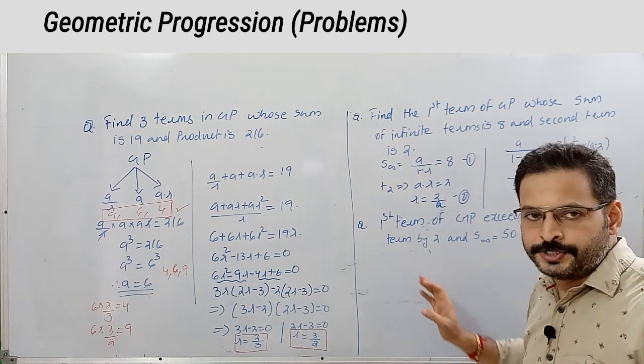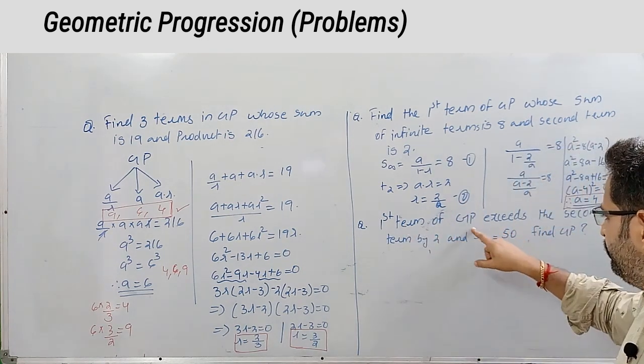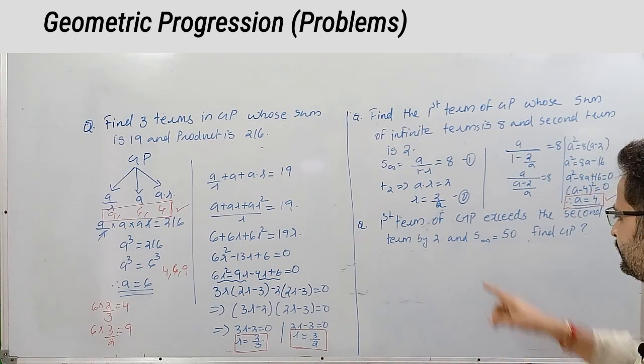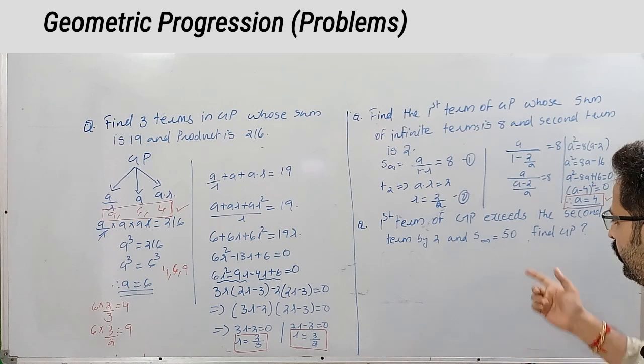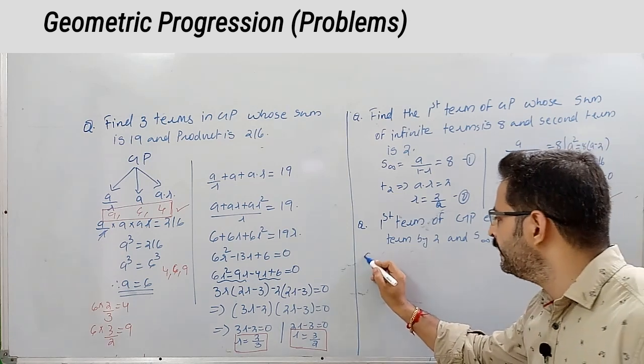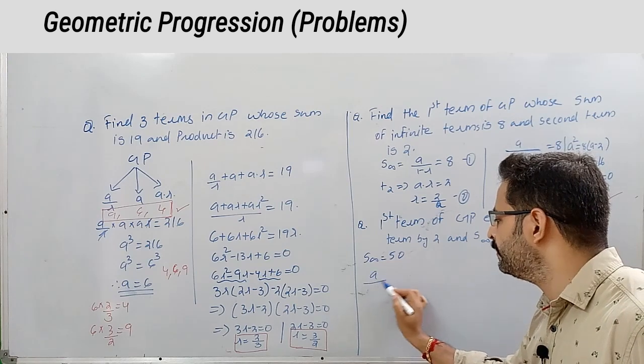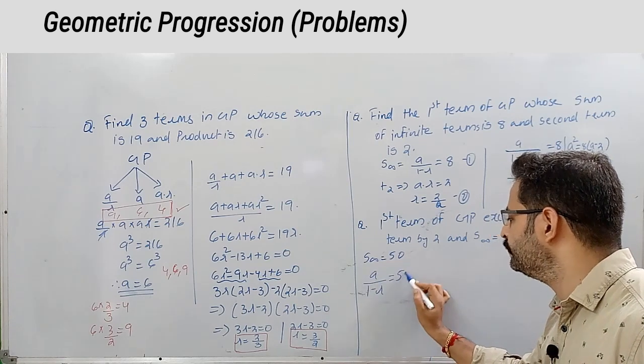Now consider the next question. The first term of a GP exceeds the second term by 2 and S infinity equals 50. That means the sum of infinite terms equals 50. Find the GP. S infinity equal to 50 means A divided by 1 minus R is equal to 50.